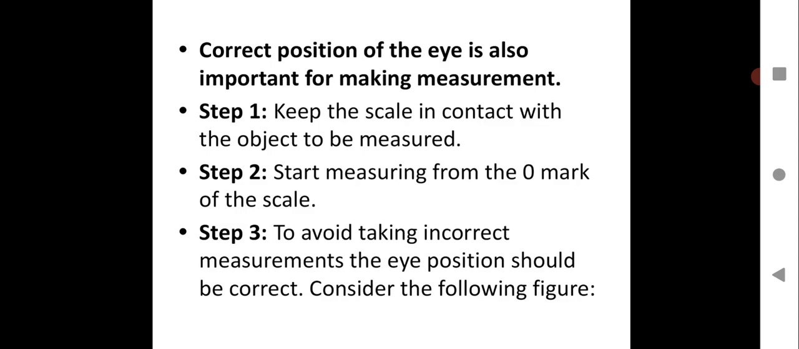So correct position of the eye is also important for making measurement, not only using a scale properly and measuring it properly. Your eye contact with the object which you are measuring should be correctly placed. Like step 1, keep the scale in contact with your object to be measured. Step 2, start measuring from the zero mark of the scale, and if the scale is broken, you know what to do. Step 3, to avoid taking incorrect measurement, the eye position should be correct. Now, where you need eye position? Consider the following figure. You have to write down all the steps, children.